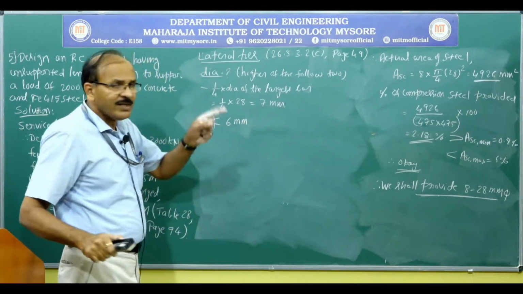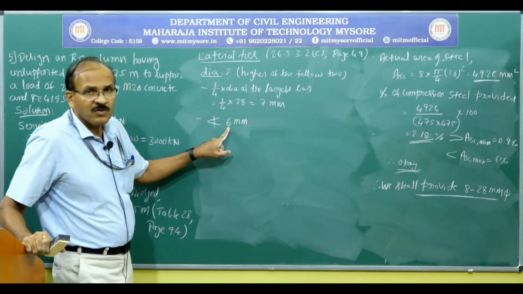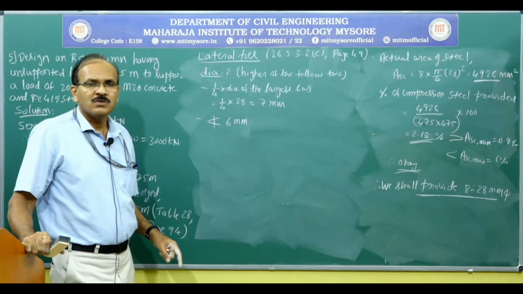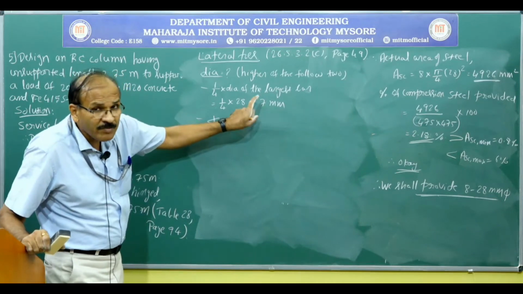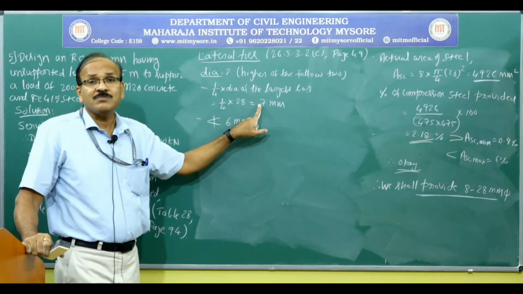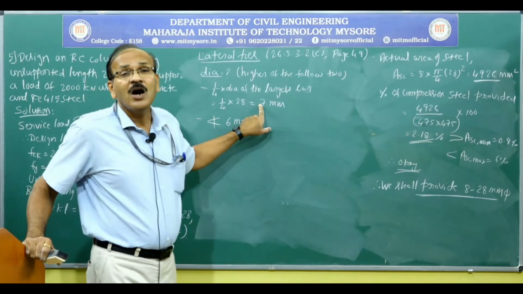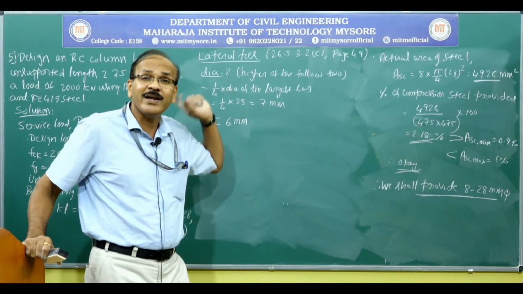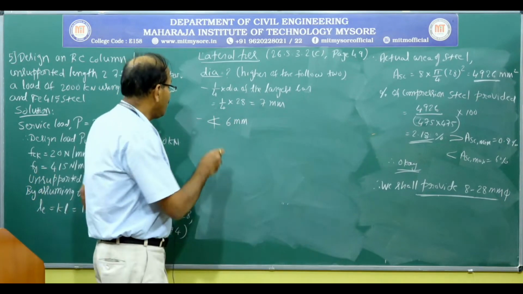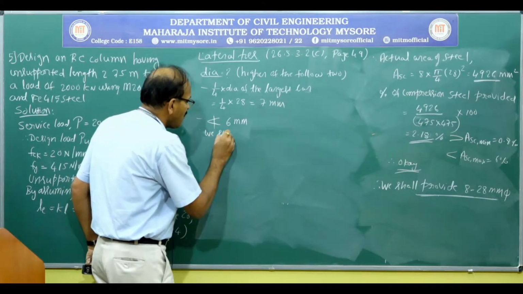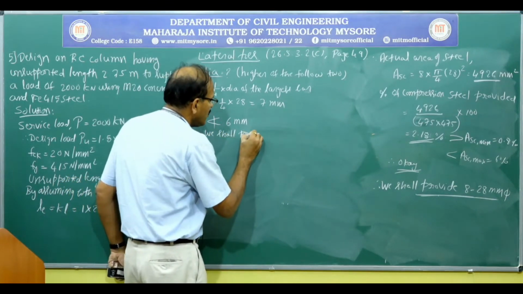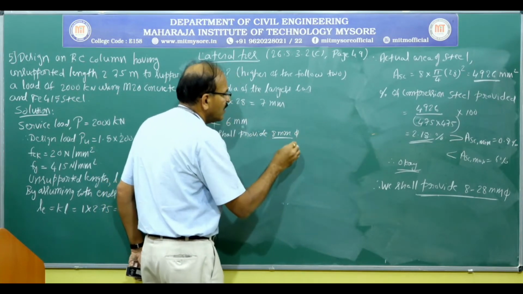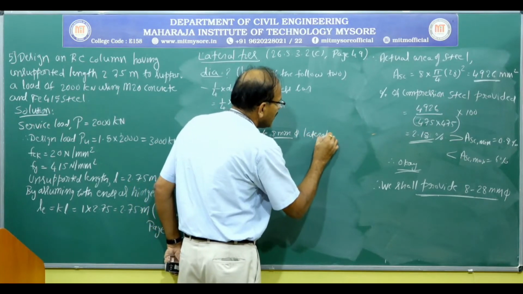That means provide lateral ties of diameter which is at least the higher of these two values. So of course we have to provide 7 millimeter diameter lateral ties, but 7 millimeter diameter lateral ties are not available in the market. So we go for a higher value, that is 8 millimeter diameter lateral ties. Therefore, we shall provide 8 mm dia lateral ties.